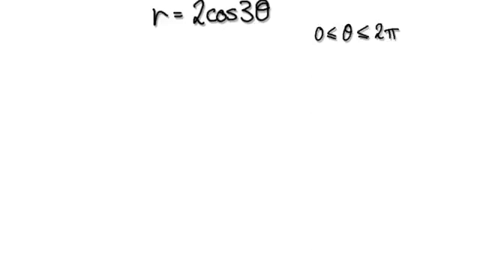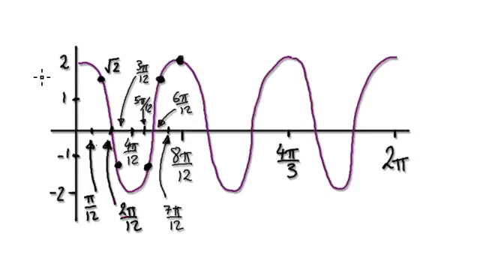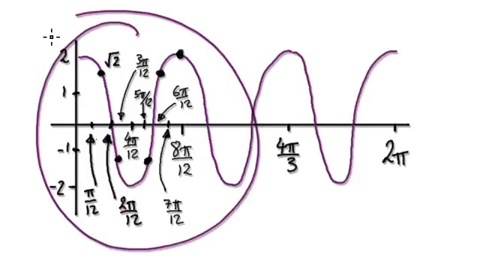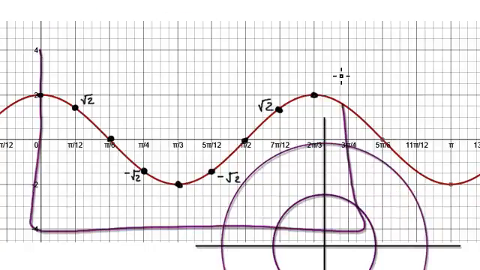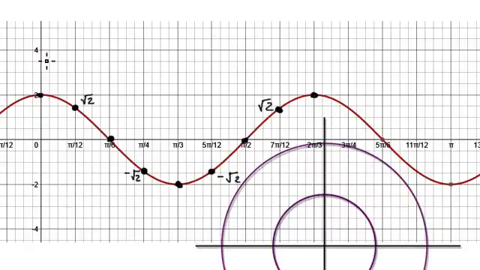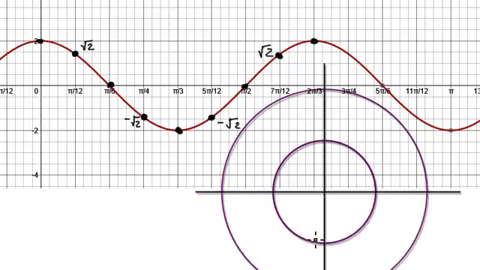Okay, following on from the previous video, we got to this stage here where this was really messy, and I'm going to cheat and use a graph plotter, and then it will give us this. Now we can make use of this to sketch our graph in polar form.